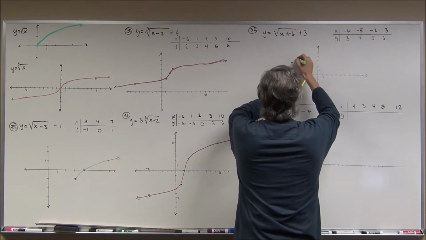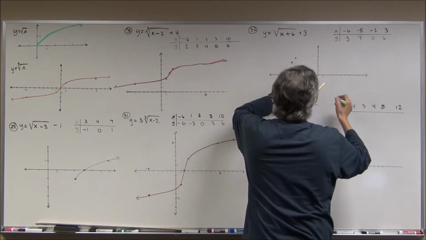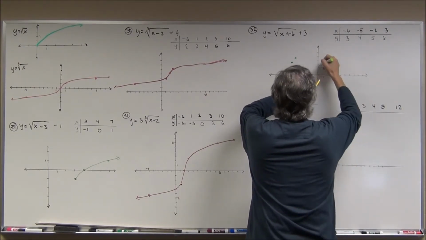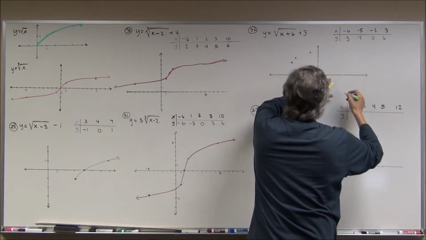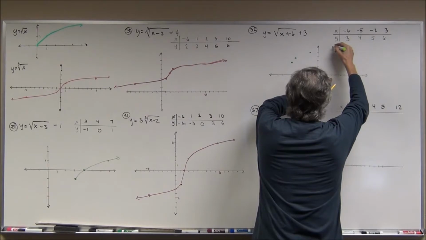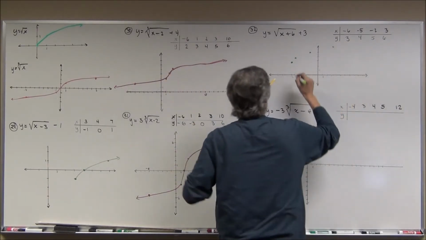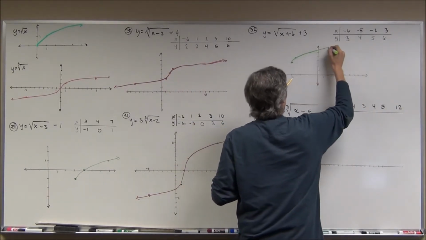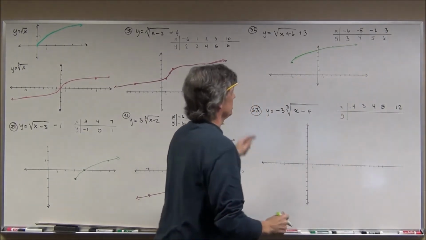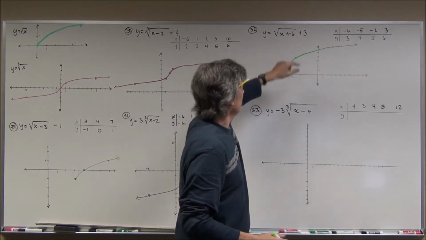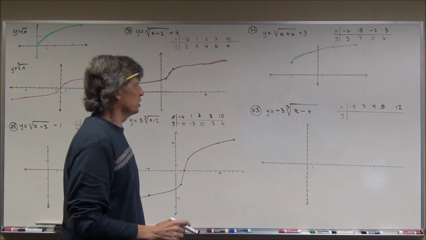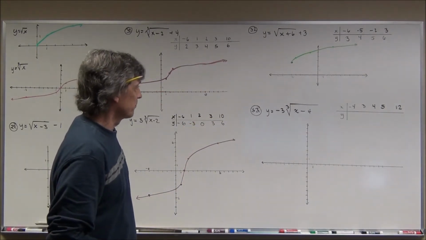-5, 4, -2, 5, and then 3, 6. It does look like that. Can you see it? Now don't put an arrow on the left side. It's only going to go on forever the right side. You can't plug any of these numbers in. It'll give you the square root of a negative number. That's imaginary. And we're graphing reals.